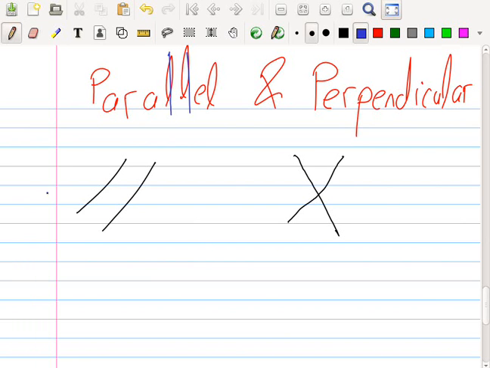So let's talk about parallel. If that's slope 1 and that's slope 2, what's the relationship between them? Same. Yeah, they have to be the same if they're parallel, so that's fine. Same slope if they're parallel. This one's a little bit more complicated. Can anybody tell me the relationship if they're perpendicular?